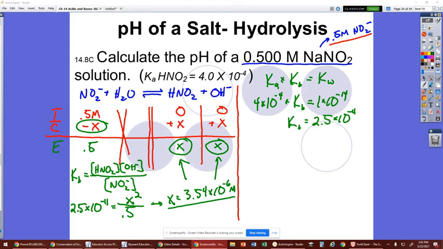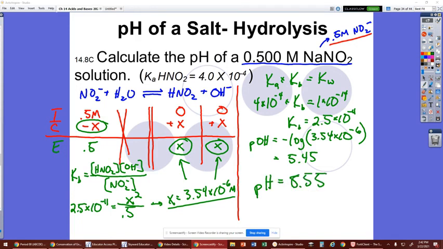So we're only 2 steps away from our answer. The next thing we want to do, since that's the hydroxide concentration, we are going to say the pOH in this case is the negative logarithm of 3.54 times 10 to the negative 6th. And when I do that, I get 5.45 as my pOH. And then to calculate my pH, I finally just subtract that one from 14, and I get a pH value of 8.55. And yes, it is basic.